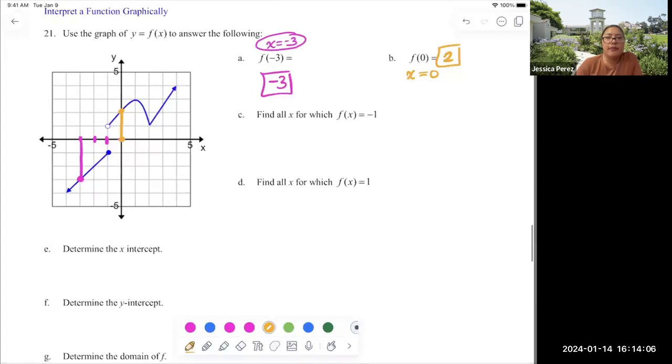And then you'll have: find all x values for which f of x equals -1. So when f of x is -1, this is saying that your y value is -1. So you're going to go to -1 right here, and you're going to say, well, which values? So you can say, okay, well, I have a value here and a value there.